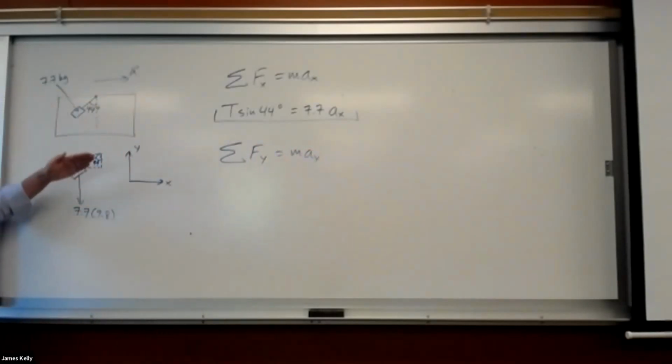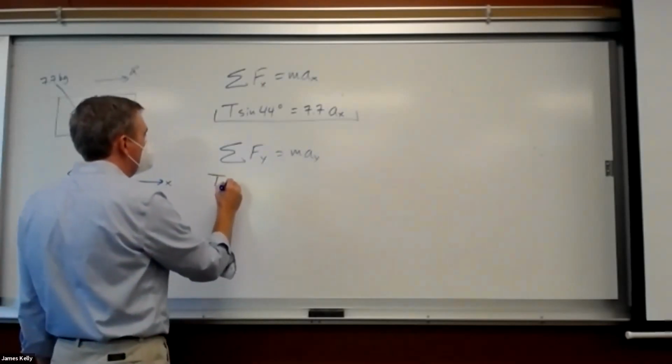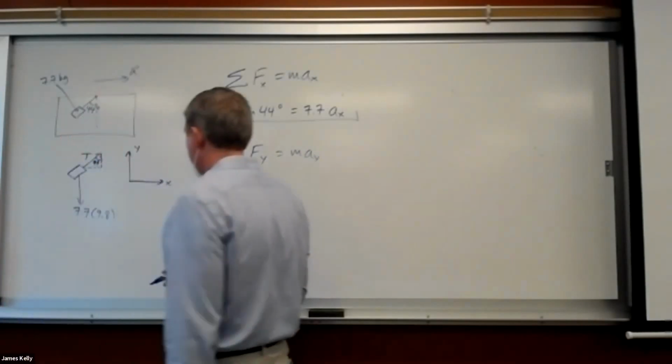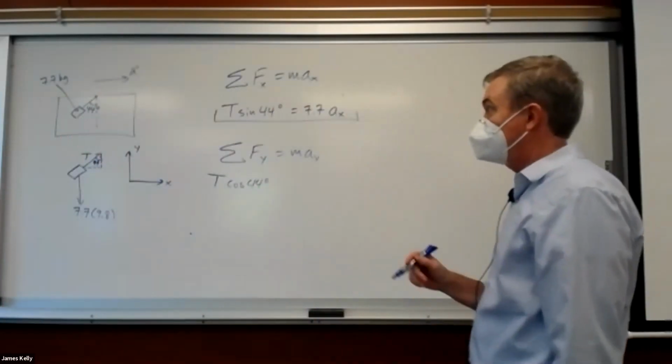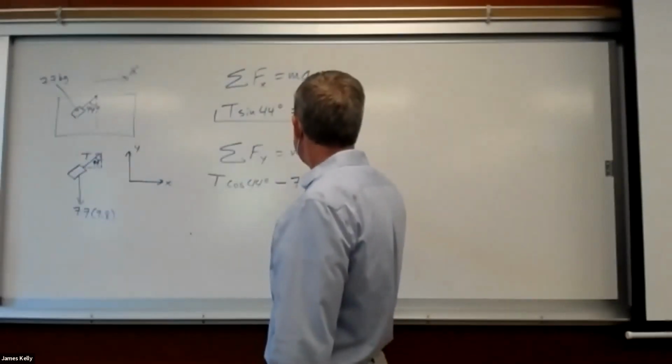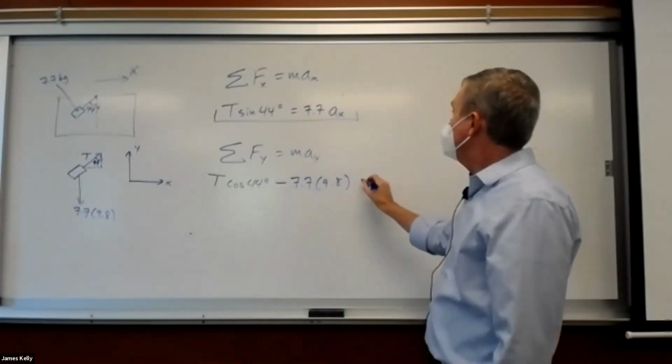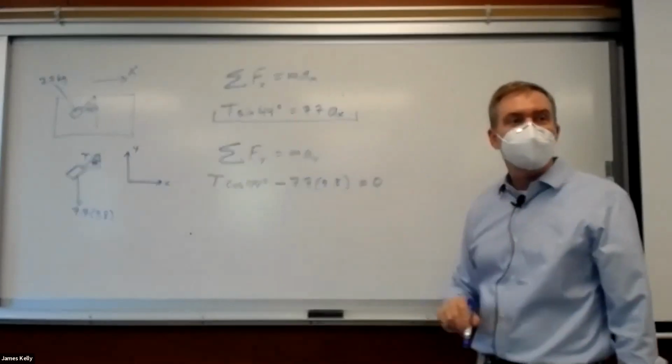To get from the hypotenuse here to the y side, I have to swing through the angle, so that's a cosine. I start with T and multiply by the cosine of 44 degrees. That comes in with a plus sign, because it's more or less along the plus y direction. Minus 7.7 times 9.8. And those two also have to balance out, right?